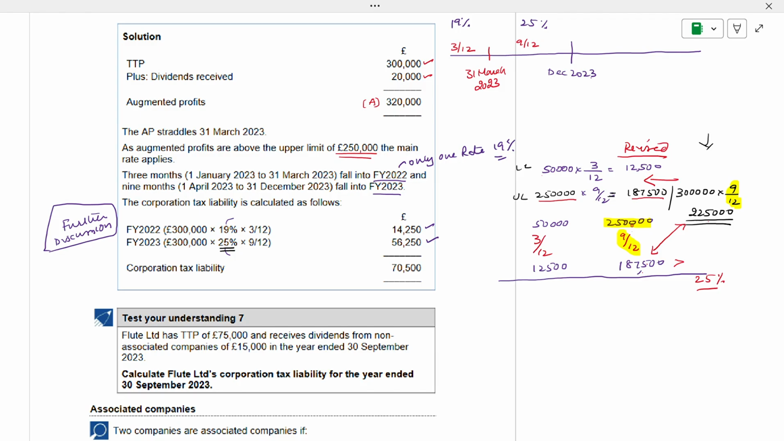Understood, sir. So we will ignore what they have told in the solution, sir. Or is the result changing? I don't know, sir. If it is between 225 and 250, then there should be a marginal relief. It is not between 225 and 250. Marginal relief, how much are you changing? Revised marginal relief is going to be 187.